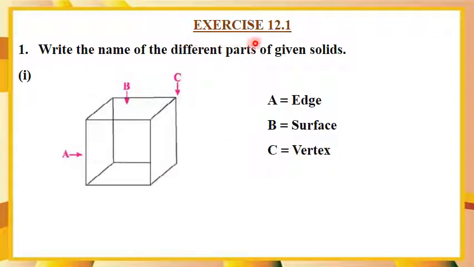Now we are moving to our exercise 12.1. Question number 1. Write the name of the different parts of the given solid. In part number 1, we are given a cube, and the unknown parts are denoted by English alphabets. The first letter is A, and we have to identify this. It is the edge. As I told you, there are 12 edges of a cube, so it is an edge. Now the second letter is B, and it is a surface. And the corner indicated by C is a vertex of the cube.